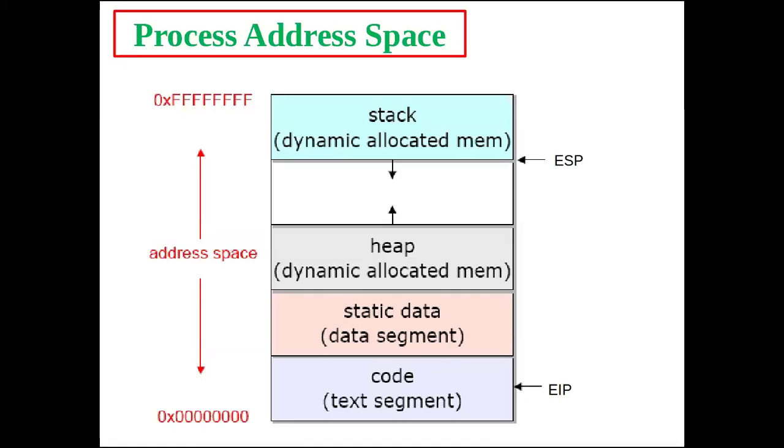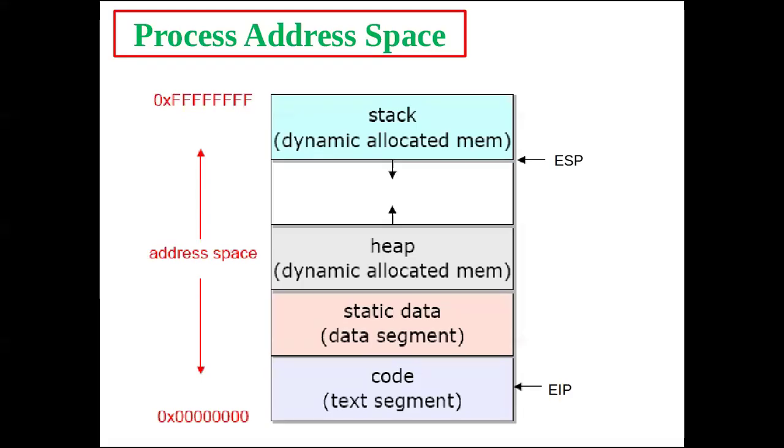Third is heap, the dynamically allocated memory. This memory is used for dynamic allocation. Memory is allocated during the runtime. Now there is an arrow pointing upward for heap. The heap grows upward towards higher memory addresses.